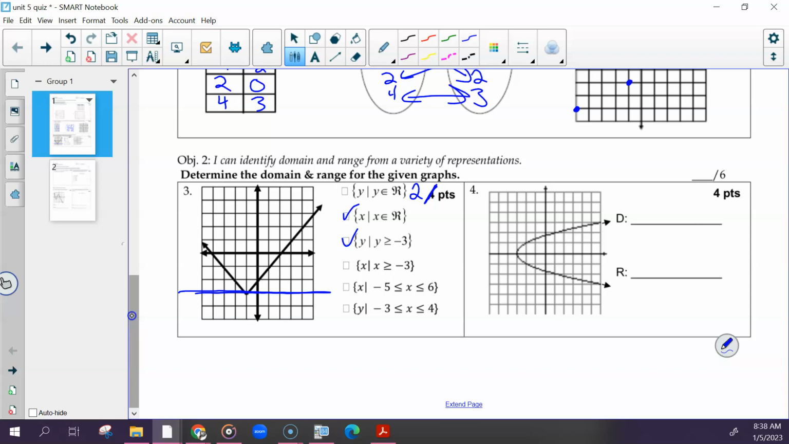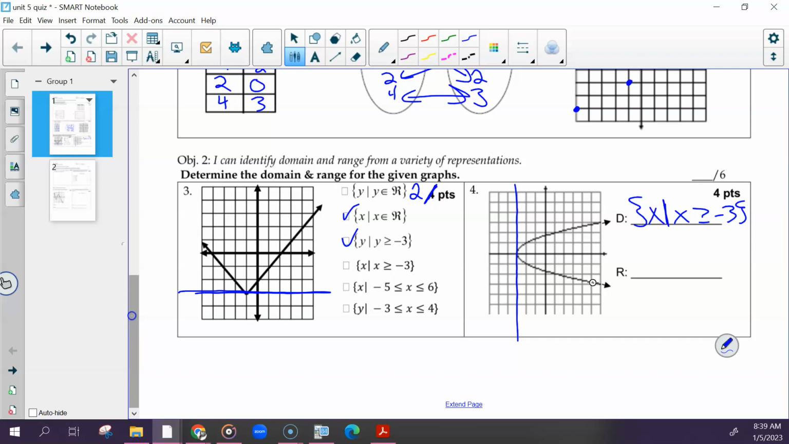There were extras on here, so you could use that as a guide. Your domain started at -3. So you have curly brackets, x such that x is greater than or equal to -3. Most of you got that. Some of you changed the sign or didn't put the negative. So just be careful with that.